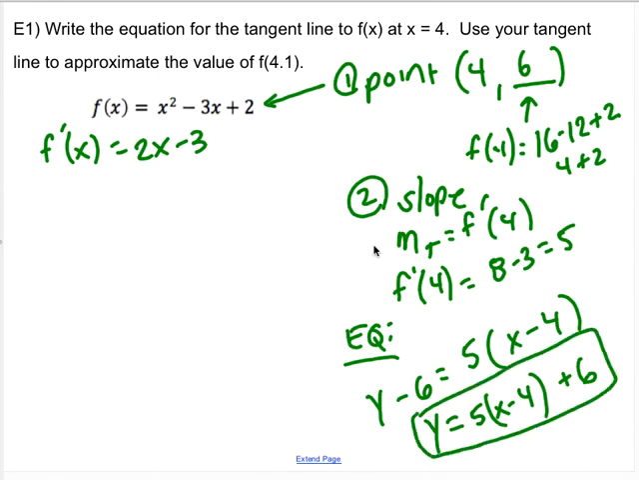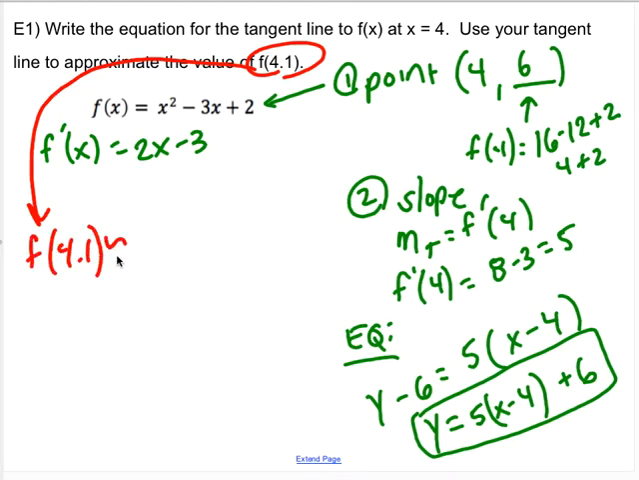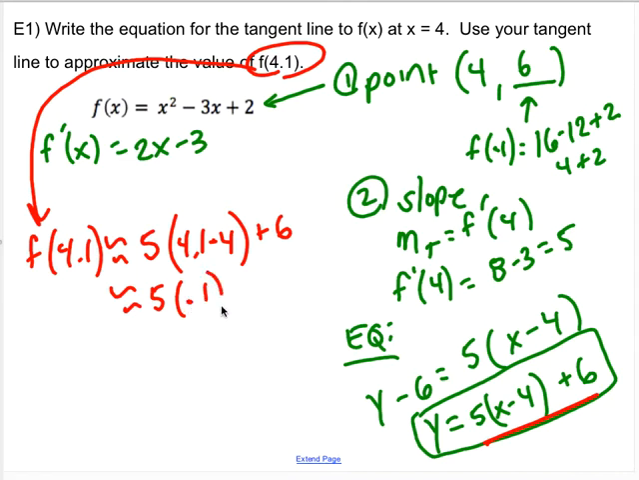Now, we want to be really clear with our mathematical language. If we're going to approximate f of 4.1, we need to make sure that we say f of 4.1 is approximately, and then I'm going to plug in here. Now here you'll notice the benefit of not distributing, because notice that when I do 4.1 minus 4, I'm going to get 0.1, which is some easy mental math. So I'm going to get 5 times 0.1 plus 6. I'm going to get that f of 4.1 is approximately 6.5.